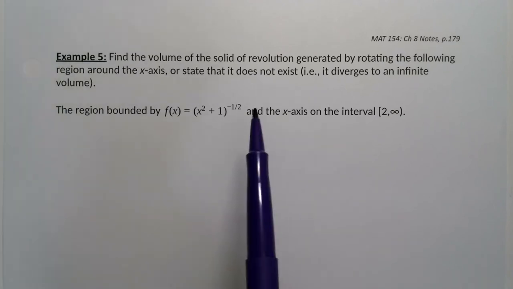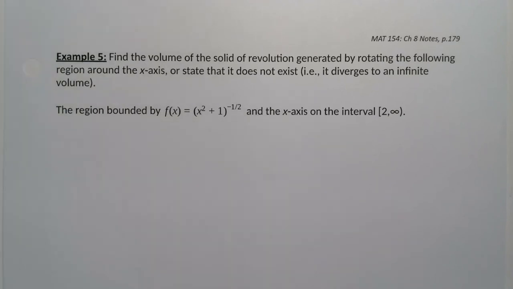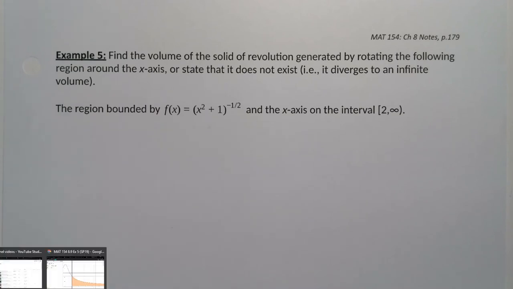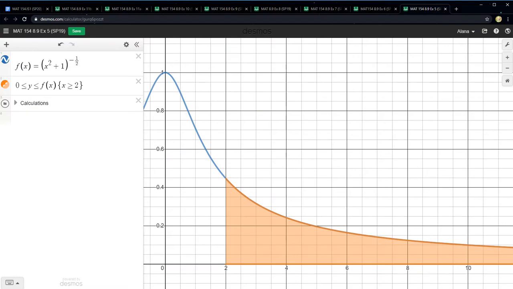All right, so we're going to generate the volume of a solid of revolution by rotating the following region around the x-axis, or say it does not exist if it diverges. Okay, so let's look at a picture of this on Desmos. That'll probably be better than trying to just wing it.